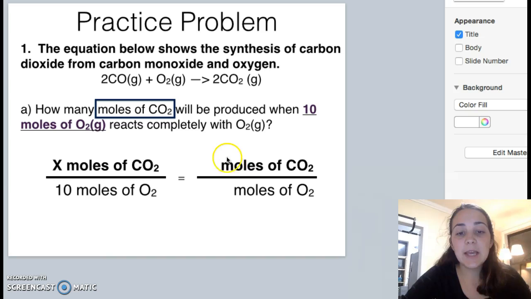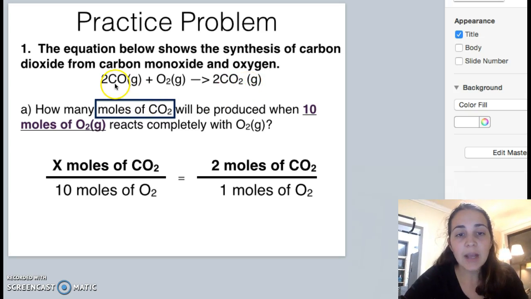Now the thing that's missing here are my coefficients, my values that are going to make this proportion a true proportion. I'm going to get these values from my balanced chemical equation, which is given up here. I know that there are going to be 2 moles of carbon dioxide for every 1 mole of oxygen. I know that because there's a 2 as the coefficient in front of my carbon dioxide, and there's a 1, or a hidden 1, as a coefficient in front of my oxygen.